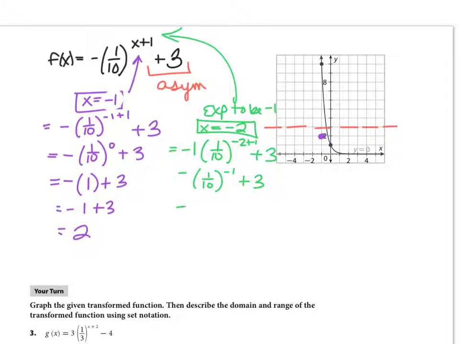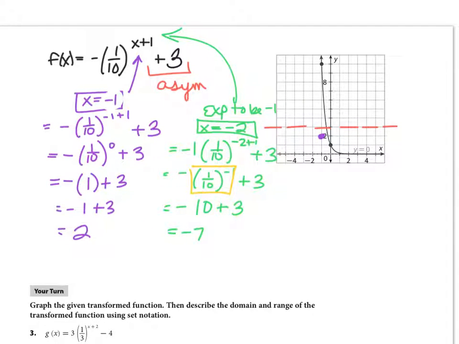All right, so remember that this negative right here is going to cause a reciprocal to happen. So instead of being 1/10, this is now going to become 10 plus 3. Well, that's something that's really easy for us to work out. Negative 10 plus 3 is just going to be negative 7. So that means at x is negative 2, we want to plot the point negative 7.